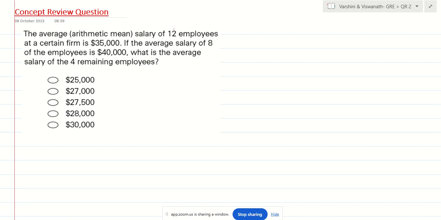The average salary of 12 employees at a certain firm is given. If I draw the pie this way, the first group is 12 employees. The average salary given is 35,000. I can multiply and get the total here. Correct?